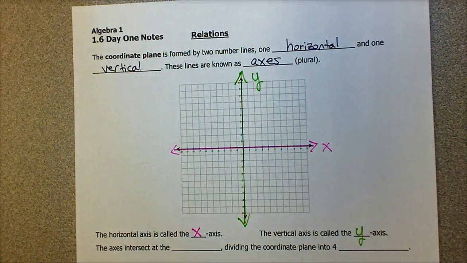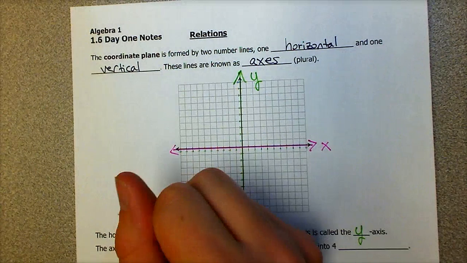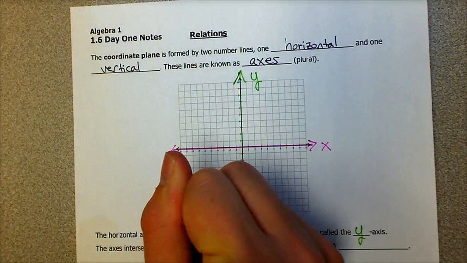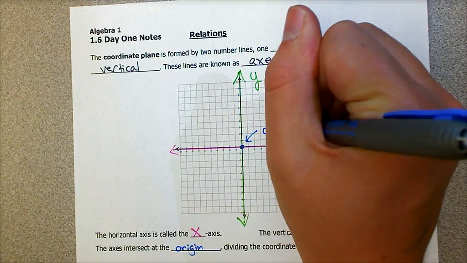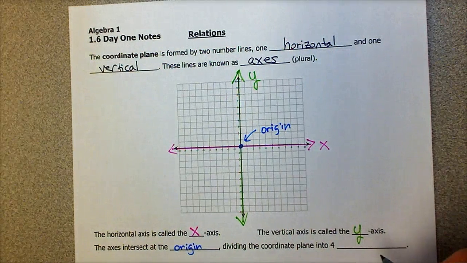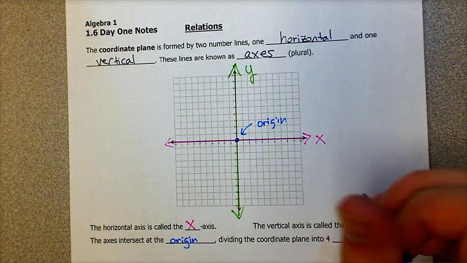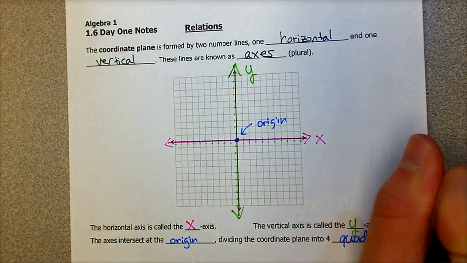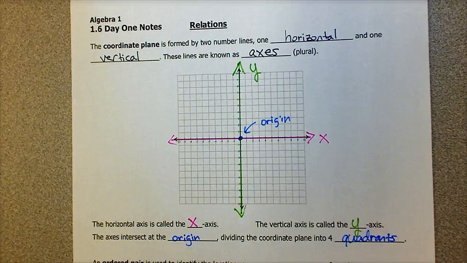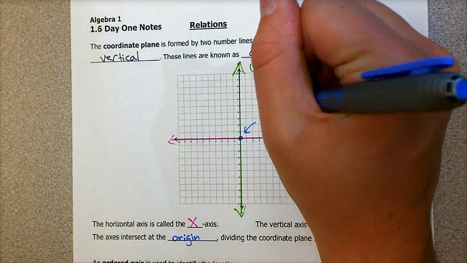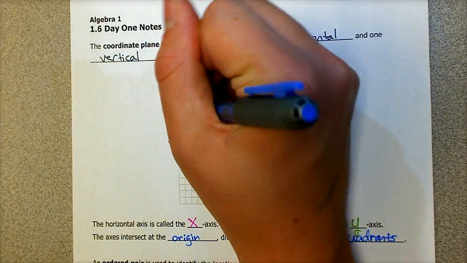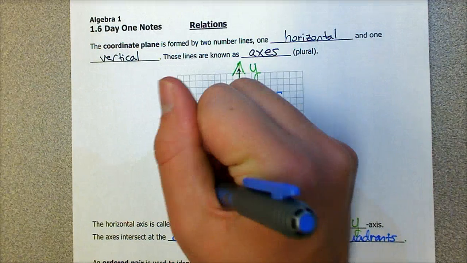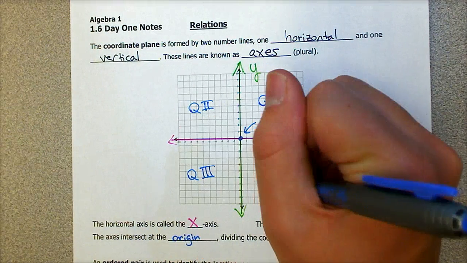The x-axis and the y-axis both intersect at a point that we call the origin. So that would be this point here in the middle. And the x and the y-axis both divide the coordinate plane into 4 quadrants. The top right quadrant we normally call quadrant 1. And then we move counterclockwise. The next quadrant here would be quadrant 2, quadrant 3, and quadrant 4.